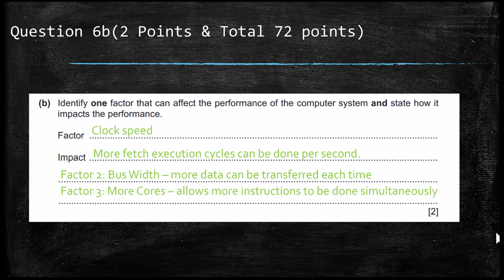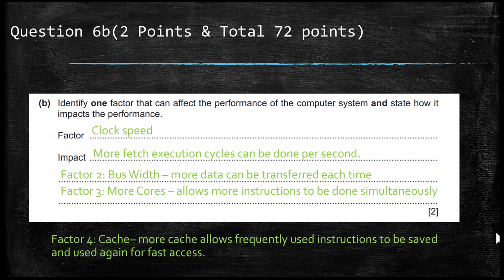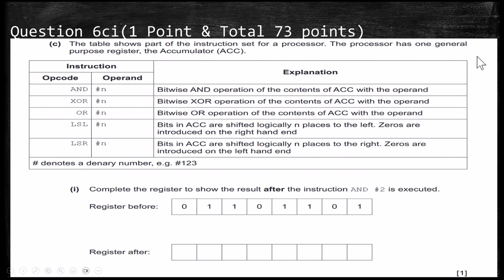Factor 3, more cores allows more instructions to be done simultaneously. So instead of using 1 core, we're using more than 1 core, allowing it to run a little faster. Then we have memory cache. More cache allows frequently used instructions to be saved and used again for fast access. Again, you don't want to choose all those factors. It says specifically identify one, but I want to give you everything that you need. Let's go ahead and take a look at the next part.